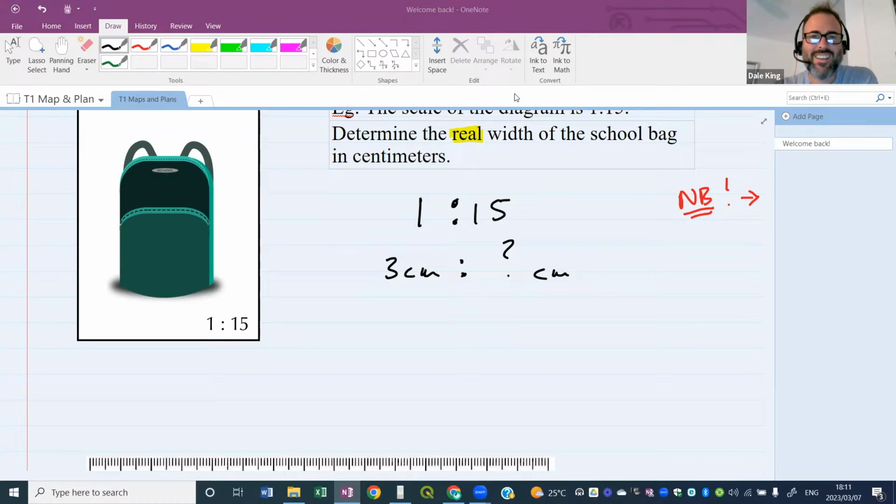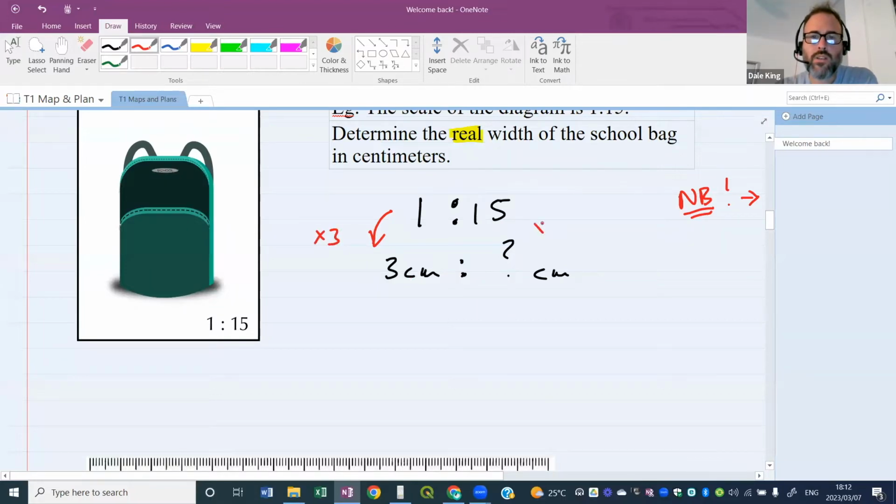Okay. Well done, Pavalo. All right, 45. Okay, so what is Pavalo doing? Well, he's saying, what did I do to go from my 1 centimeter from my ratio to the 3 centimeters that I measured on my ruler? I had to times it by 3. 1 times 3 is 3.